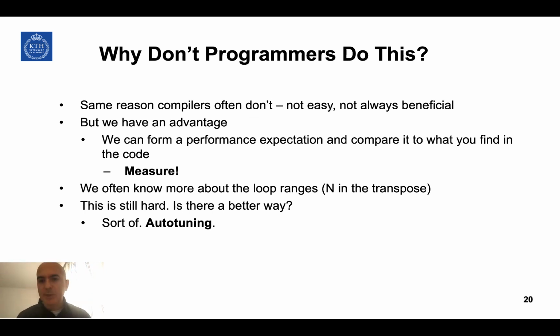Compared to the compiler, we do have an advantage: we have performance models and a performance expectation. So we can try to predict with our performance model and then measure. We also know the loop range, so we know if n is big or small. If n is big, the data won't fit into the cache, and if it is small, the data will fit in the cache. So if n is big, then we can go to tiling, for instance.